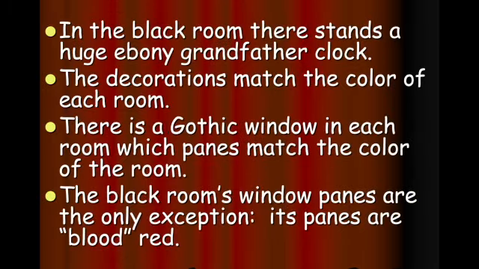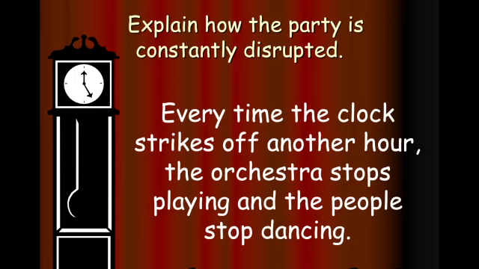So when we start taking a look at the different types of decorations in the rooms, we start off with the black room. Now in the black room there stands a huge ebony grandfather clock, and the decorations will match the color of each room. So there's a Gothic window in each room in which the panes match the color of the room. For example, the black room's window panes are the only exception. Its panes are blood red. So now that we're in our first room, the black room, remember there's a grandfather clock. Well, the party is constantly disrupted every time the clock strikes another hour. The orchestra actually stops playing, and then the people stop dancing.